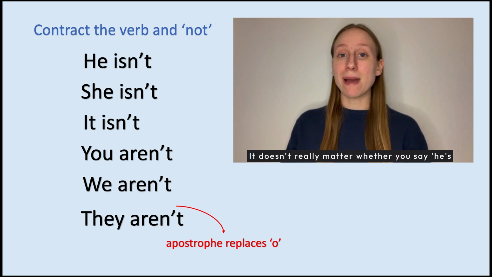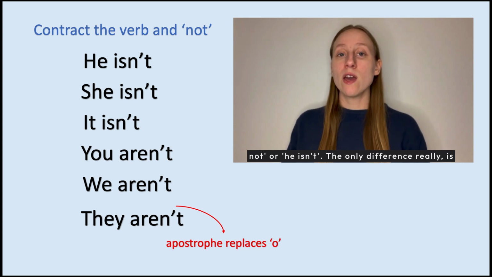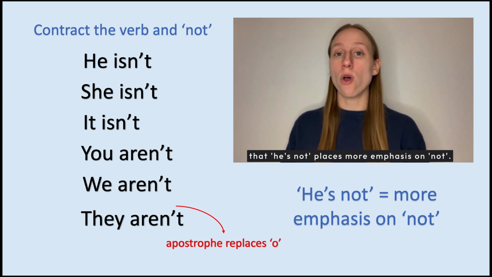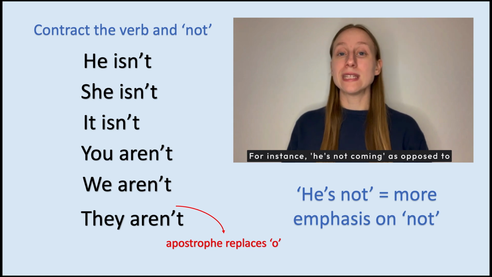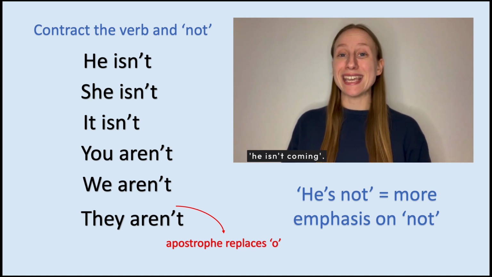It doesn't really matter whether you say he's not or he isn't. The only difference really is that he's not places more emphasis on the not. For instance, he's not coming, as opposed to he isn't coming.